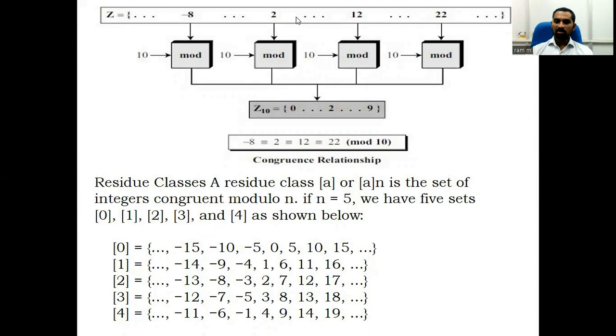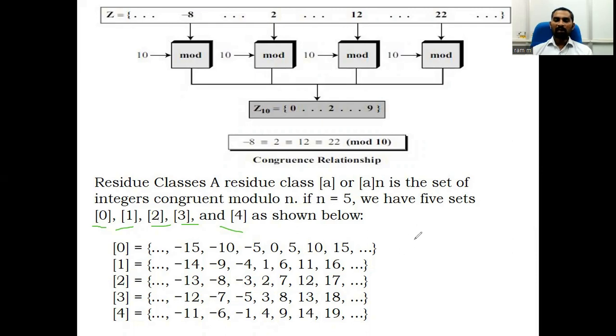These 0, 1, 2, 3, 4 will be my residue classes. So I will have 5 residue classes. If I take n equal to 10, I'll have 10 residue classes, that is 0, 1, 2, 3, 4, 5, 6, 7, 8 and 9.